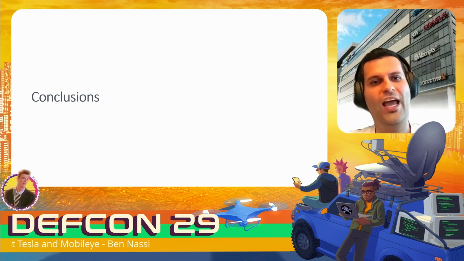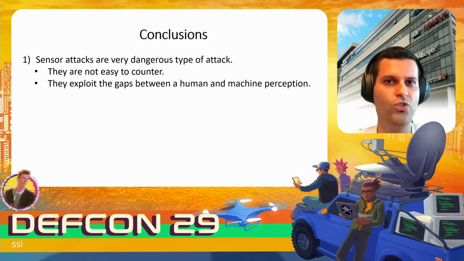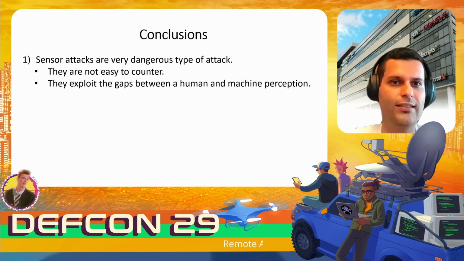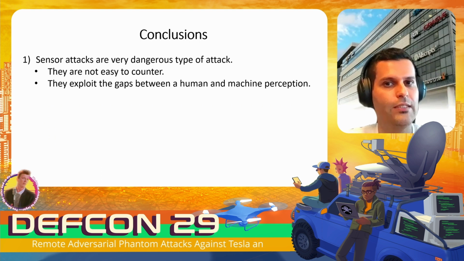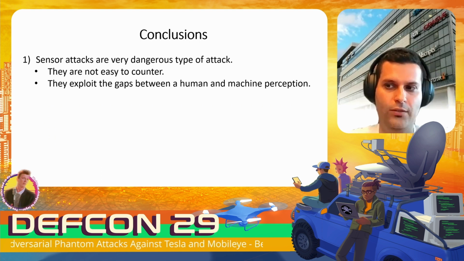Okay, so we have a few conclusions that I want us to discuss. The first conclusion is that sensor attacks are a very dangerous type of attack. They are not easy to counter, and they exploit the gaps between human and machine perception.